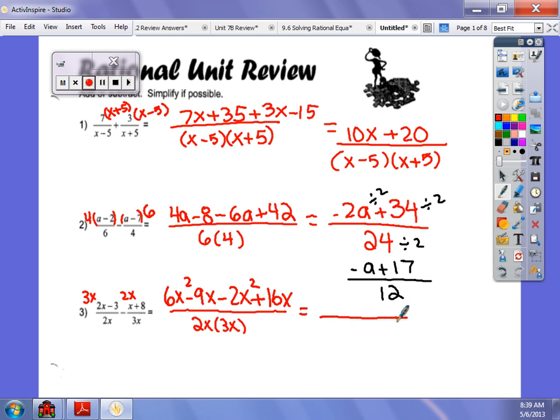Now put that all under one denominator of 6x squared, and now we combine our like terms, which is 4x squared, and negative 9x plus 16x is 7x. Now if you notice, looking at this answer, they all have an x in common, which means you can divide everything by x. Remember, you always want to reduce it to lowest terms. So since we can divide everything by x, our answer will be 4x plus 7 over 6x.